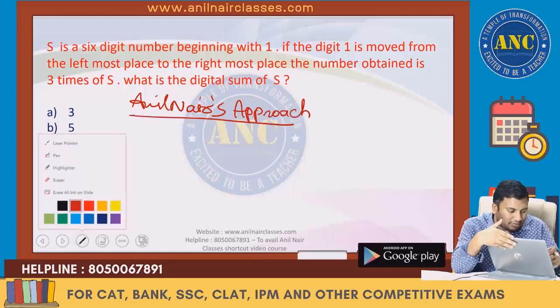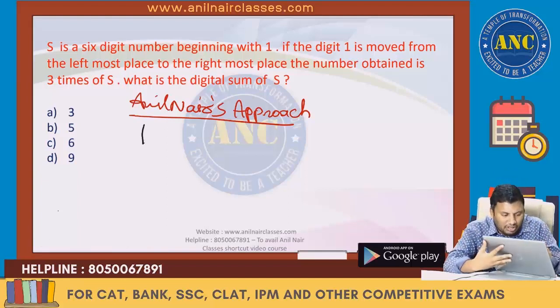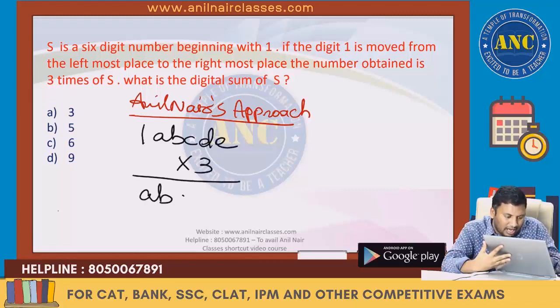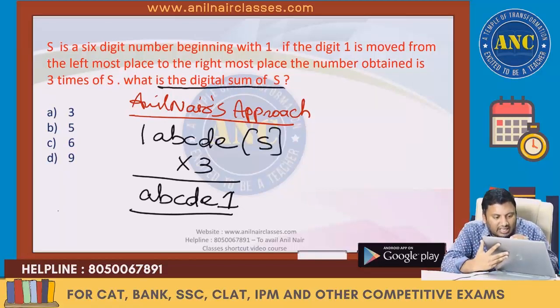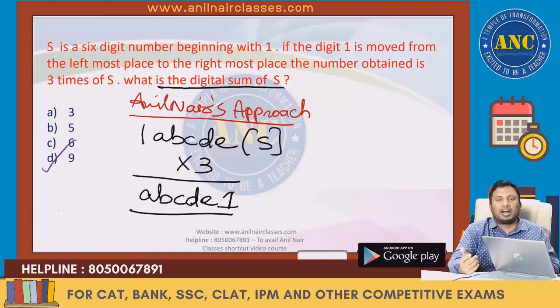How am I solving this question? For me, mathematics is logic. There is a 6-digit number, 1 A B C D E. This number is multiplied by 3. I got another 6-digit number, A B C D E 1. Now see the question: what is the digital sum of S? Once I read the question, directly, without even doing anything, I tick marked 9.